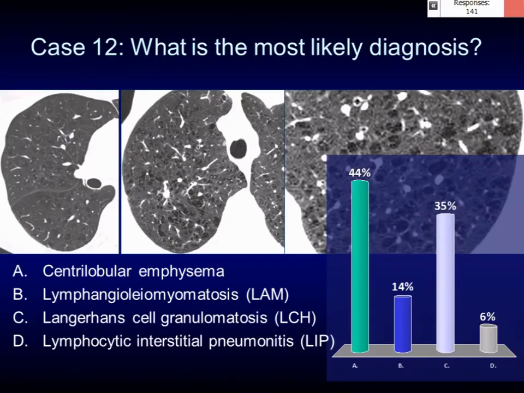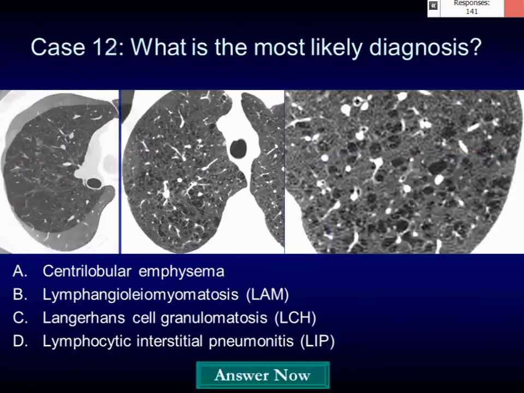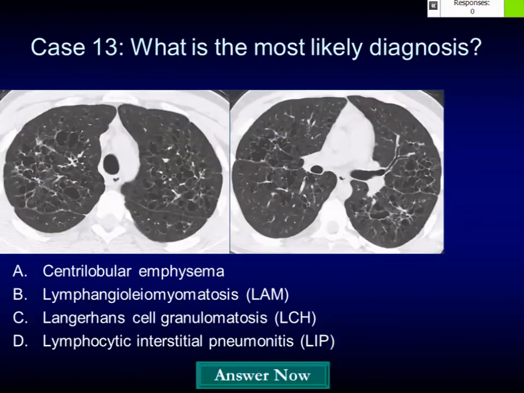With Langerhans cell histiocytosis or granulomatosis, you would actually have a perceptible wall and the central lobular core is eccentric or pushed against the wall, and that is not the case here. So this is central lobular emphysema. How about this? Go ahead and vote.